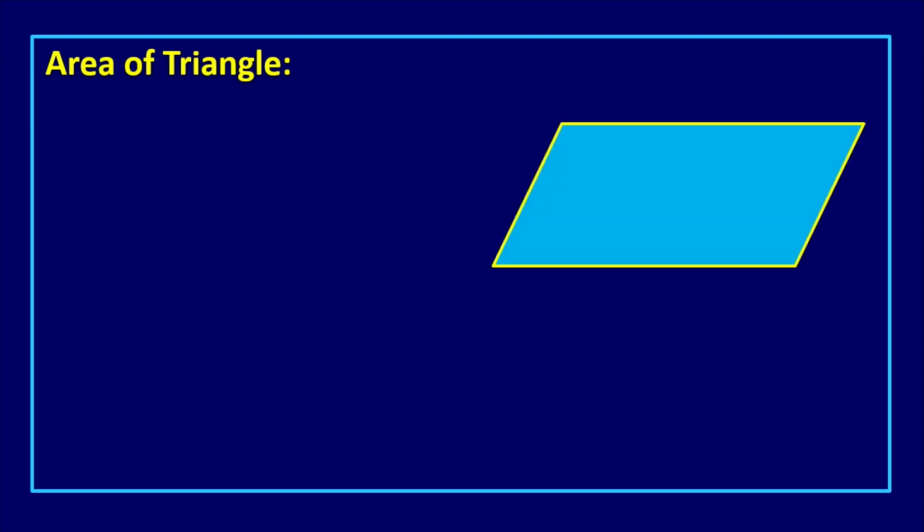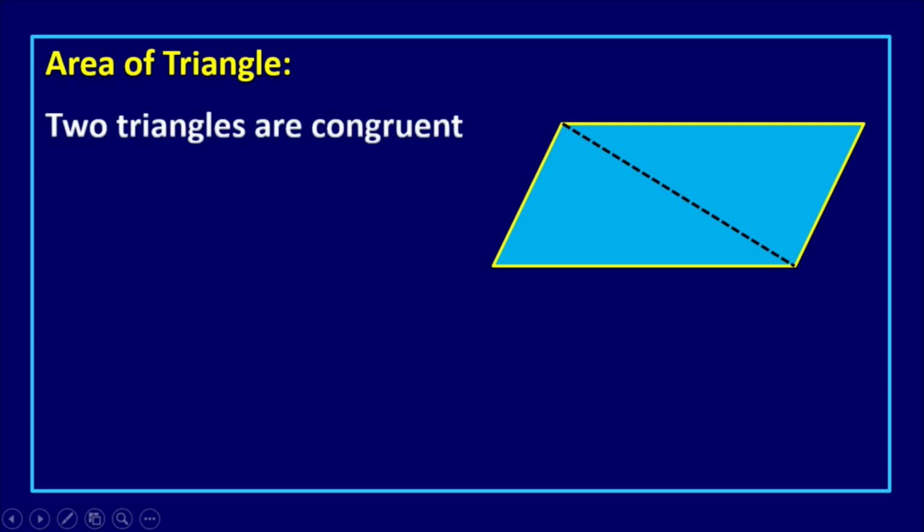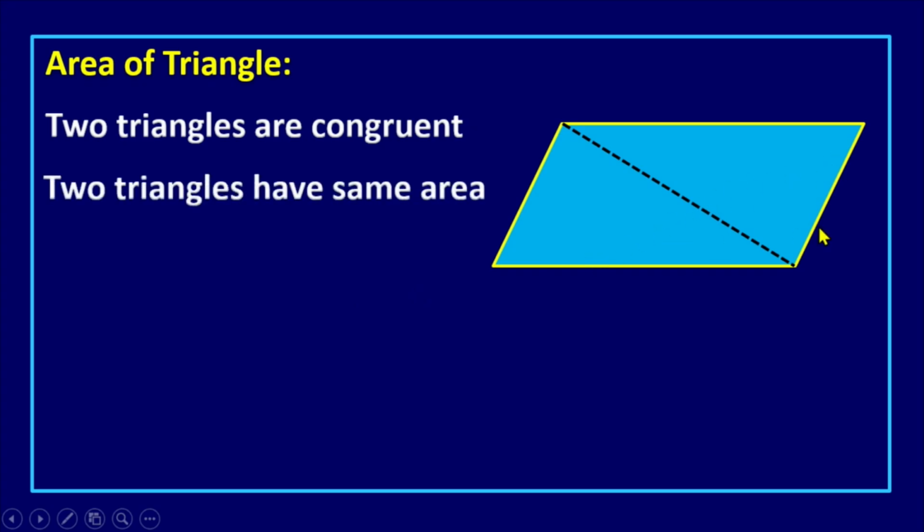So children, let us now learn about area of triangle. So consider a parallelogram here, and here you can notice a diagonal, and this diagonal of a parallelogram divides it into two triangles, and these two triangles are congruent. And children, we have already learned that any two congruent figures have same area. That means here also the two triangles have same area.